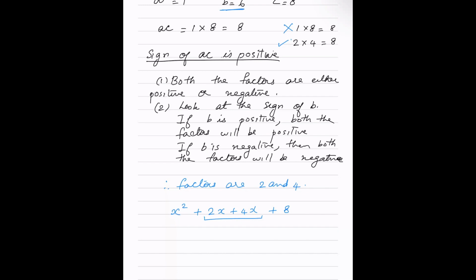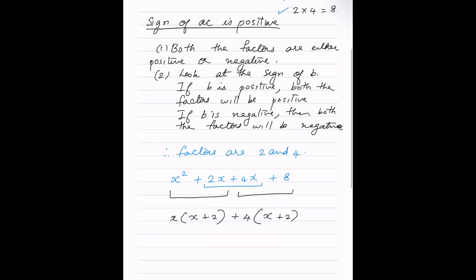Now you have to do the grouping. Grouping means this is one group, this is another group. Take x outside, the common term is x, remaining is x plus 2. From the second group, I can take out 4. When I take 4 outside, I am left with x plus 2. So when I group, what I need to take care of is that I should be getting a common factor after grouping and taking a common factor out.